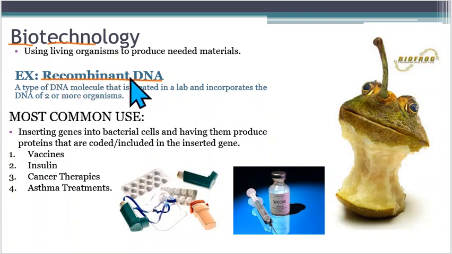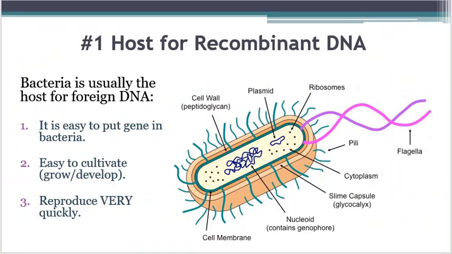recombine DNA. So this is obviously not a real example here, but you've got a frog and a pear, a frear, I don't know, but that'll never happen in a real situation. But we would use it in, say, vaccines, insulin, cancer therapies, or medicine for asthma treatments. Most of these things we don't make ourselves, or we don't make them efficiently.